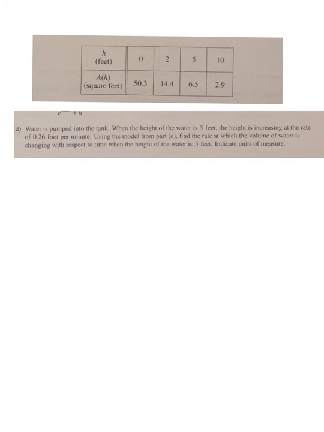It says water is pumped into the tank. Now here's our first bit of information that they give you. They say when the height of the water is 5 feet, the height is increasing at a rate of 0.26 feet per minute. So let's just write that down. So when h is 5, then that would be dh dt, right? And it's increasing, so that'll be positive, 0.26.